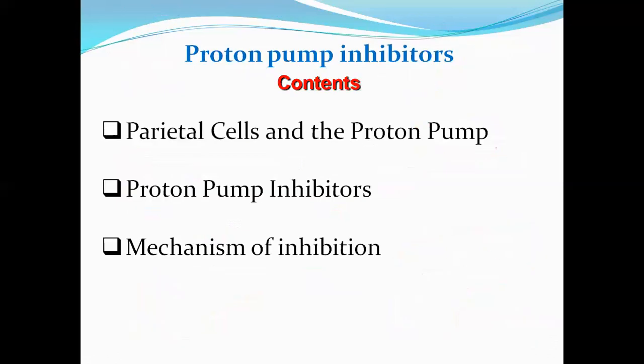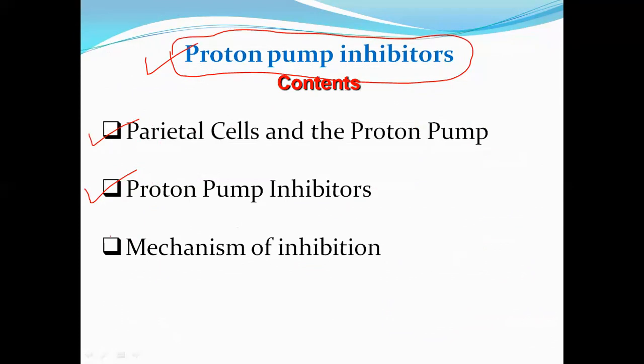Now we move to the next content, where gastric acid reduction, or hyperacidity-like conditions, is controlled by inhibitors called proton pump inhibitors. In this segment, we discuss the parietal cells and their proton pumps: what is the action of parietal cells and what is the proton pump. As per our syllabus, there are 4 types of proton pump inhibitors. Examples are omeprazole, esomeprazole, pantoprazole, and rabeprazole.